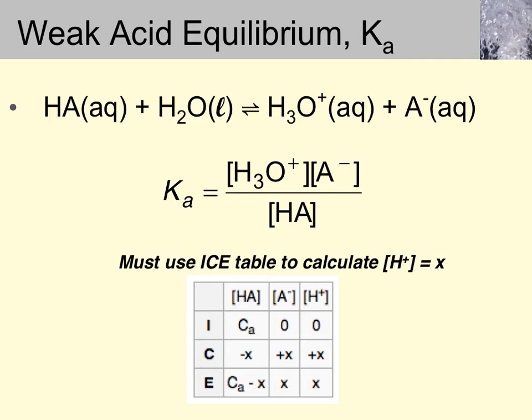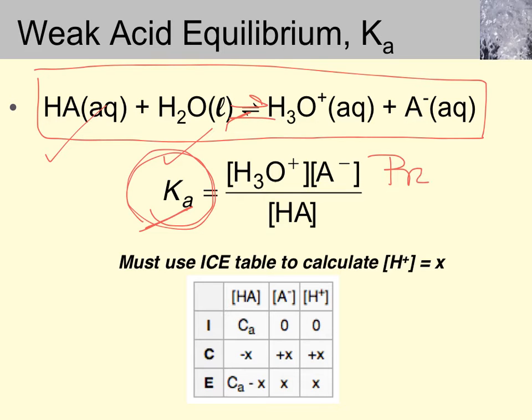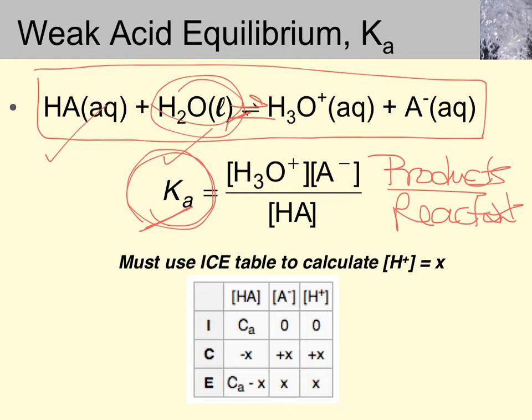All right, so here we go. Again, here's the generic reaction. And like any weak acid or base, there's an equilibrium established, and therefore there's an equilibrium constant. You set up the equilibrium constant expression just like you do all the others. It's products over reactants. Remember to leave out water because it is a pure liquid. And so you're going to have to use an ICE table in order to determine what the concentration of hydronium ion is.